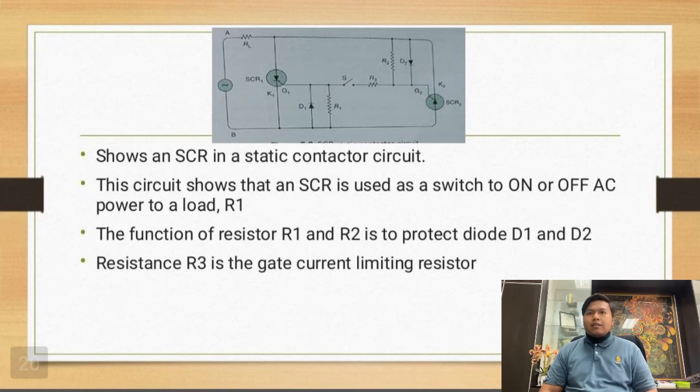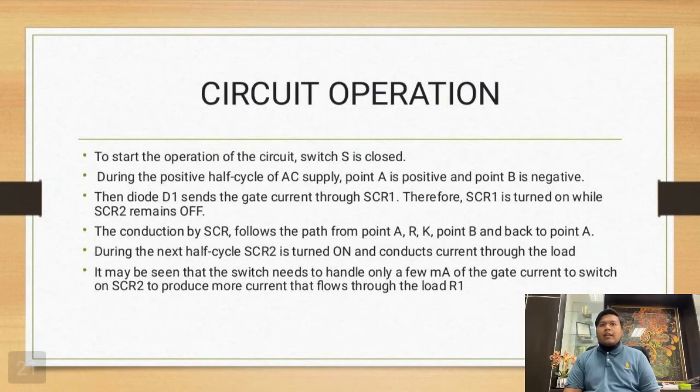The function of resistors R1 and R2 is to protect diodes D1 and D2. Resistance R3 is the gate current limiting resistor. Then diode D1 sends the gate current through SR1. Therefore, SR1 is turned on while SR2 remains off. The current follows the path from A, through SR1 and K, to point B, and back to point A.